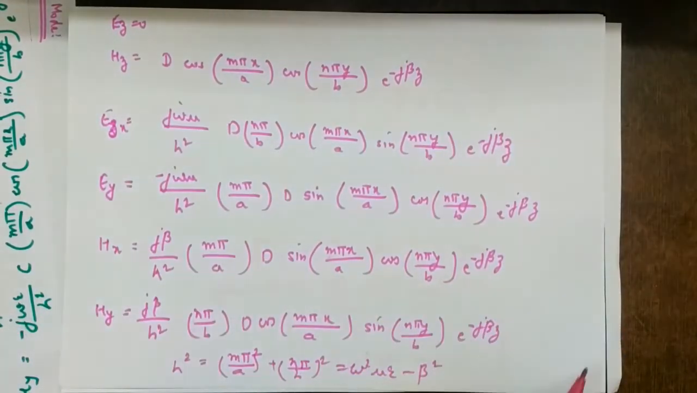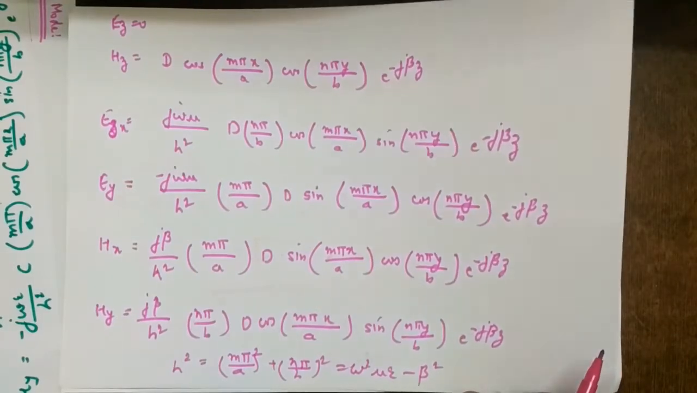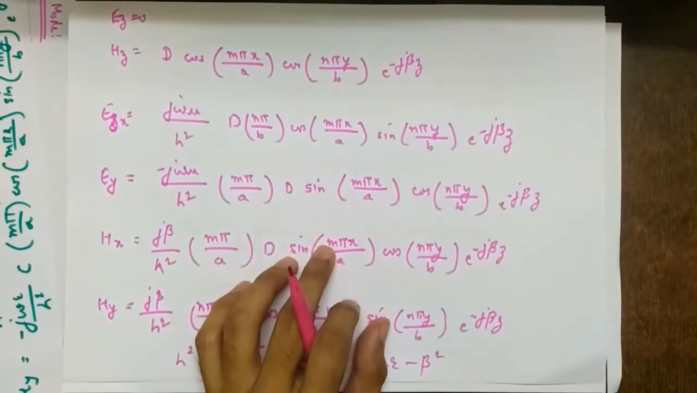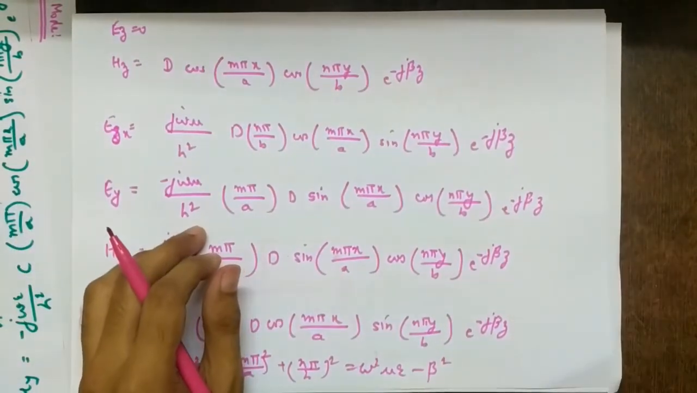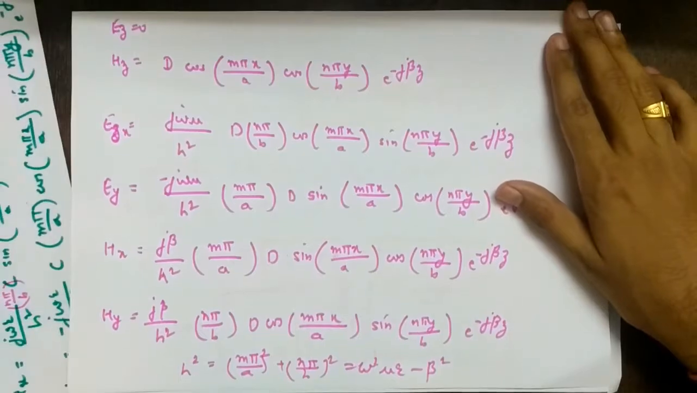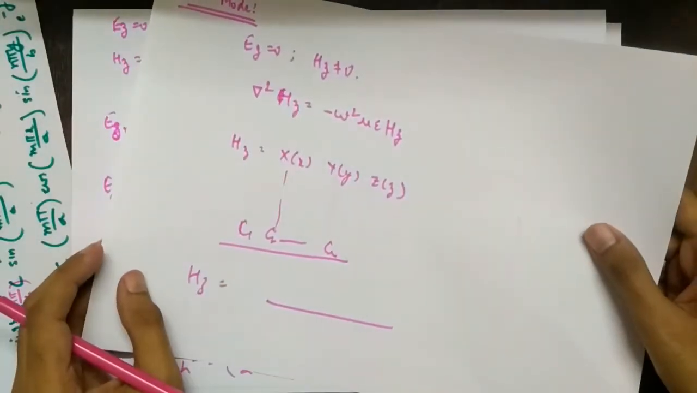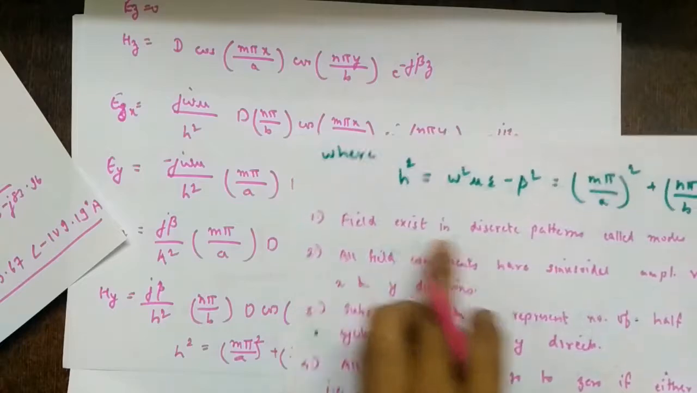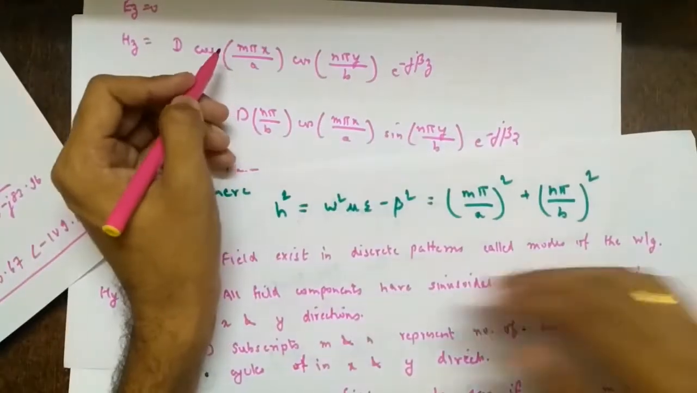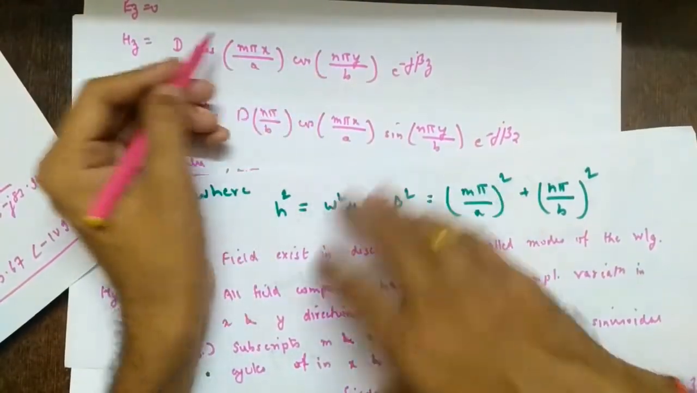So let's see what these terms mean. This is which mode? Rectangular waveguide TE mode, right? Again, the first three conclusions will be the same as the previous. So what are those conclusions? First we observe again that fields exist in discrete patterns. Why do they exist in discrete patterns? Because it depends on the values of m and n.